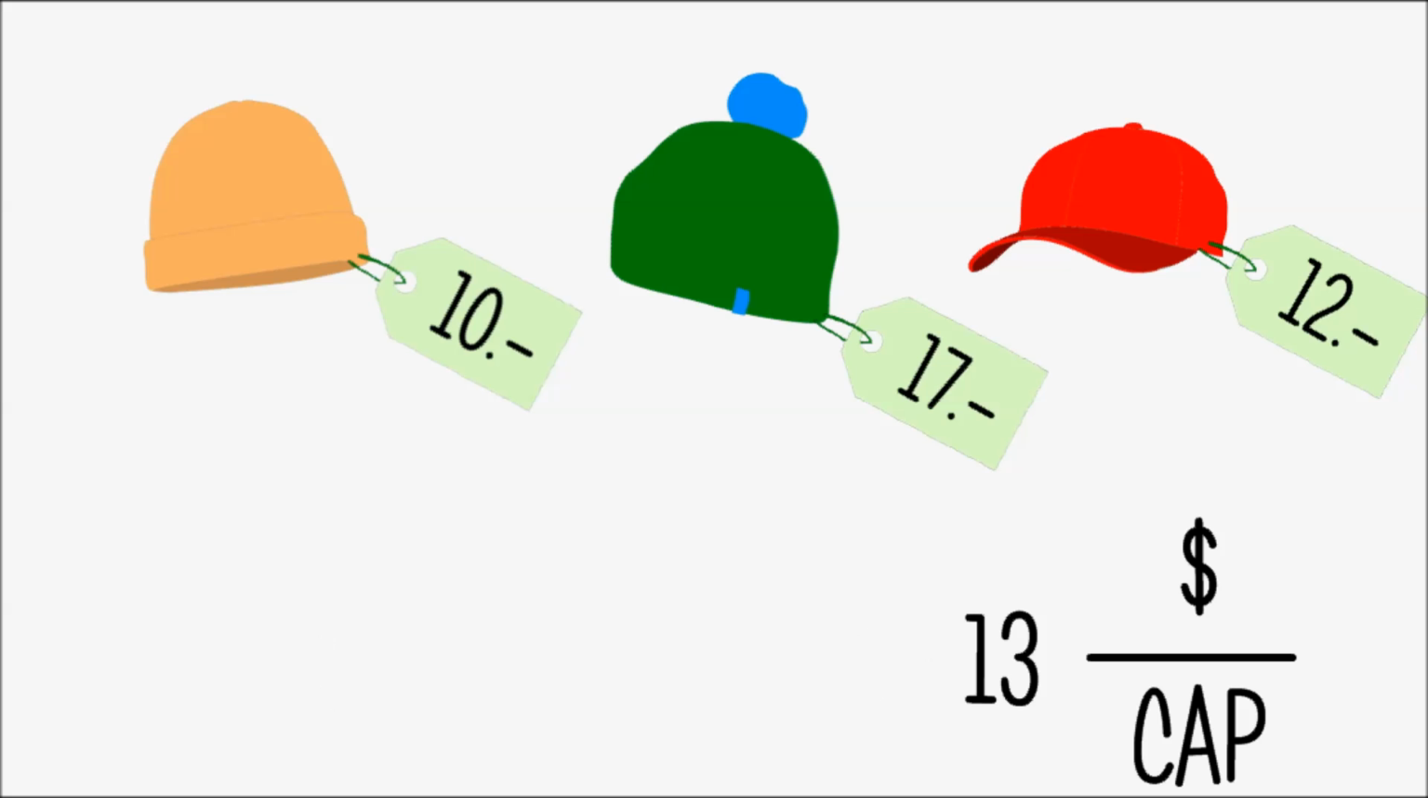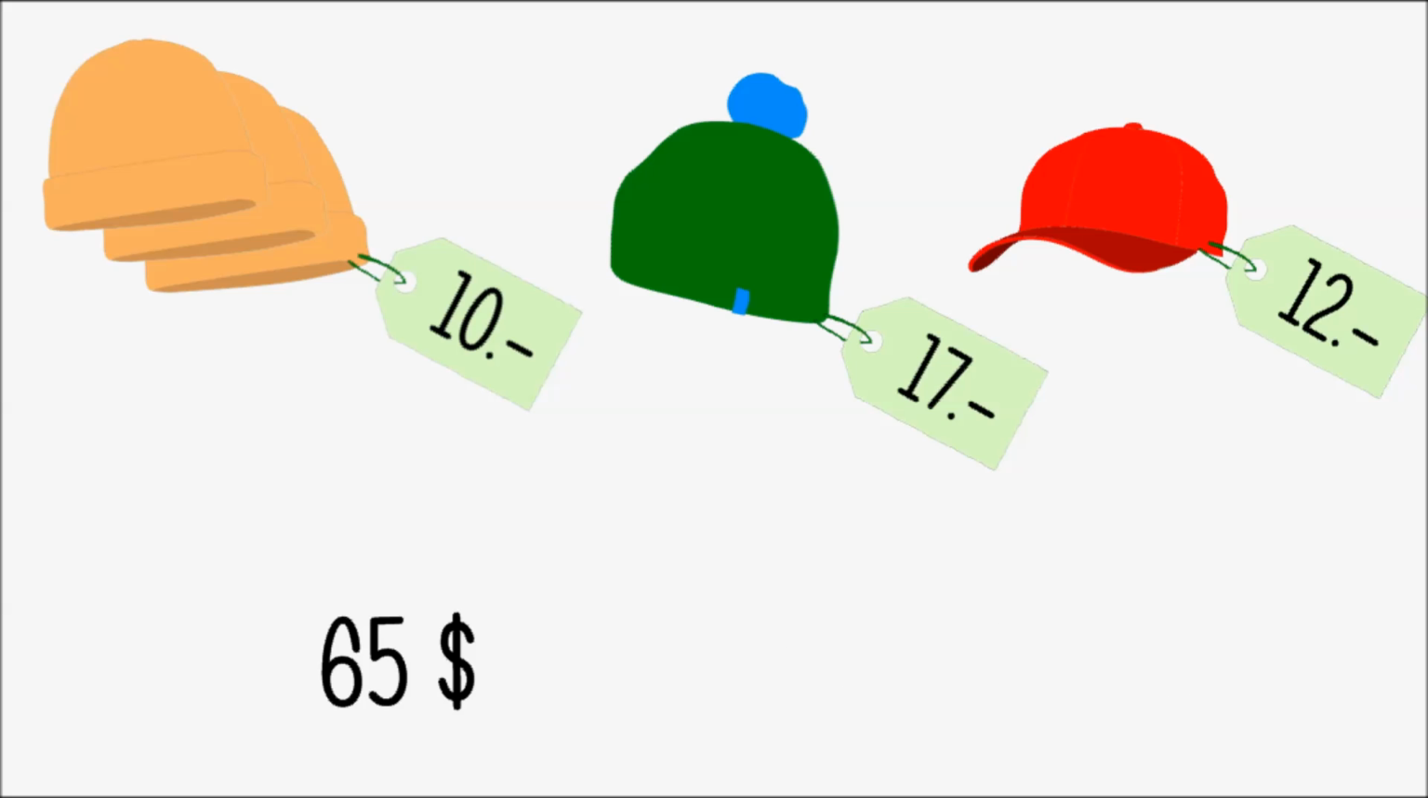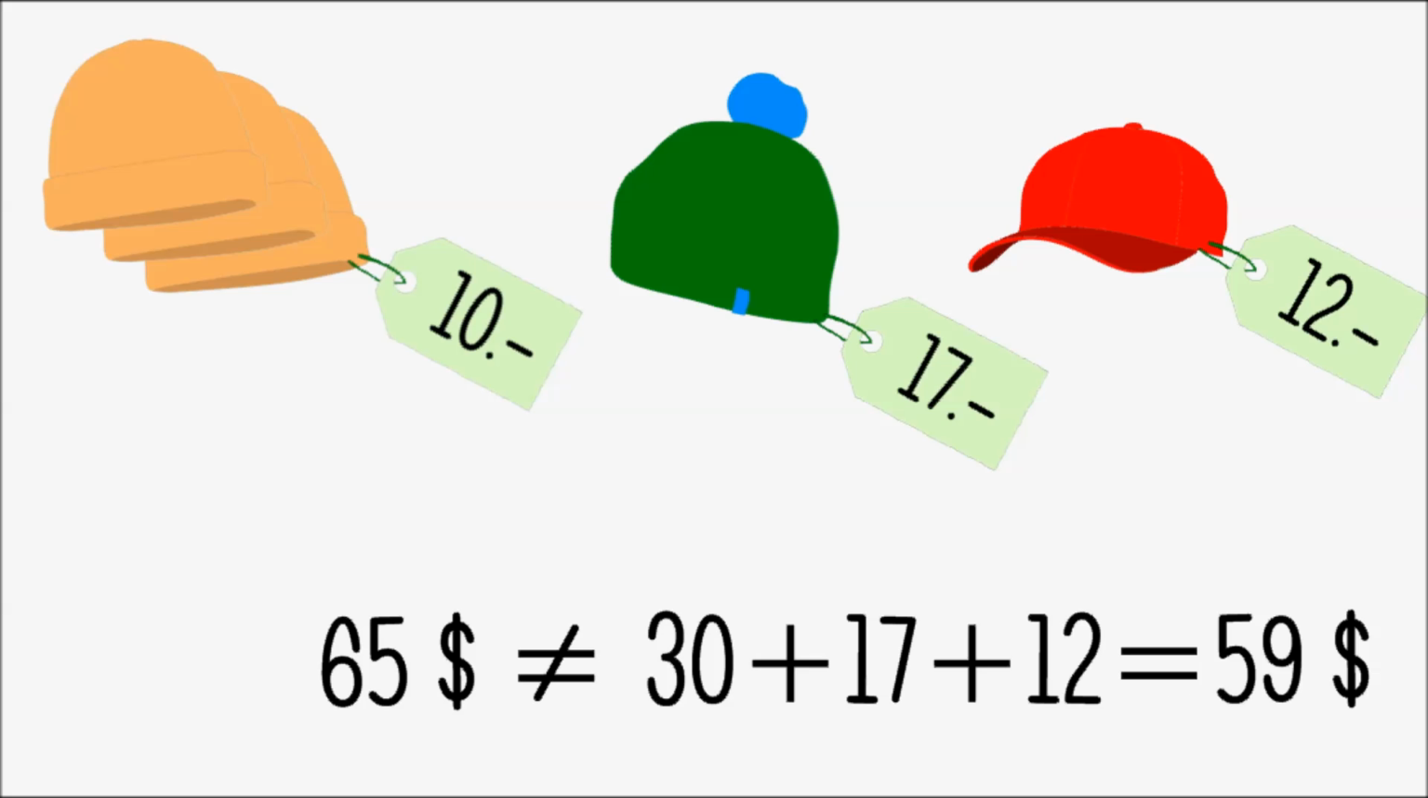The second customer bought 5 caps, but if we multiply 5 caps with $13 per cap, we get $65. However, that's not what the second customer had to pay. He paid $59, and that's what we get when we multiply 5 and $11.80.